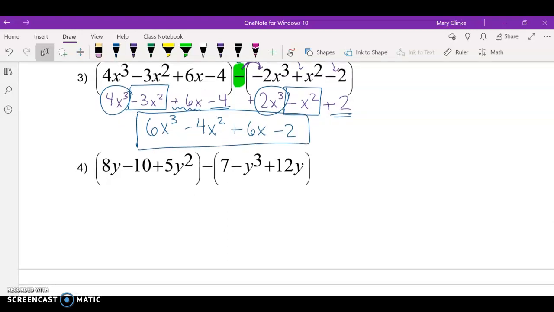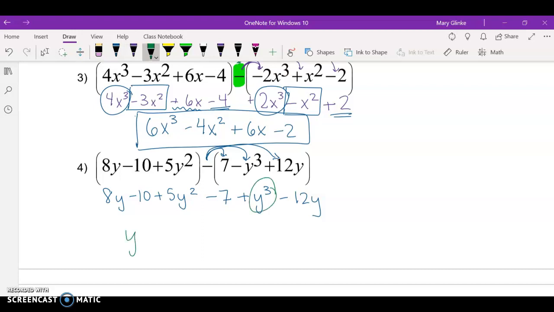So let's try this next one. You see this minus sign in between them. So as we look at this minus sign, we say, wait a second, I need to distribute this minus sign to the 7. I need to distribute the minus sign to the negative y cubed, which makes it a plus y cubed. And I need to distribute this negative sign to the positive 12y, making it negative 12y. The first expression does not change at all. And after we rewrite it, now we can just go ahead and combine like terms.